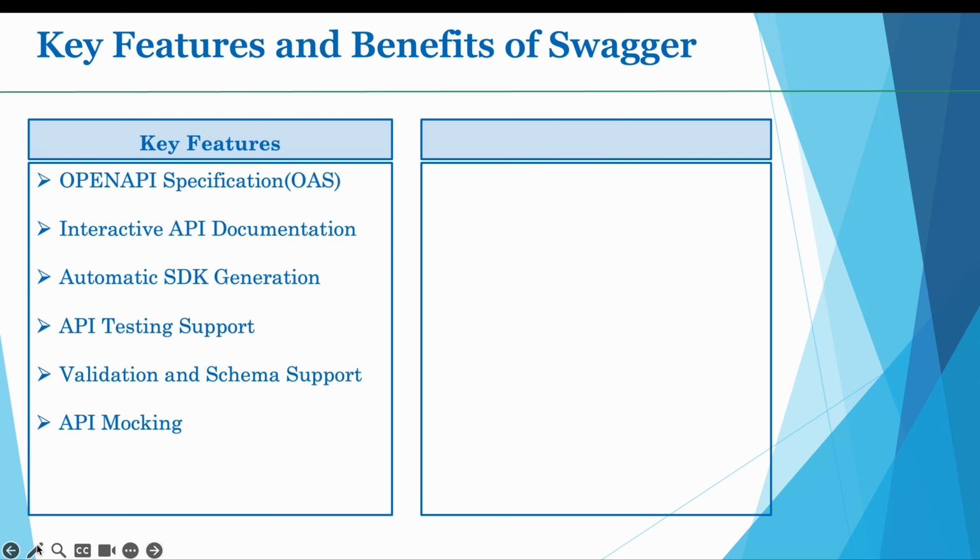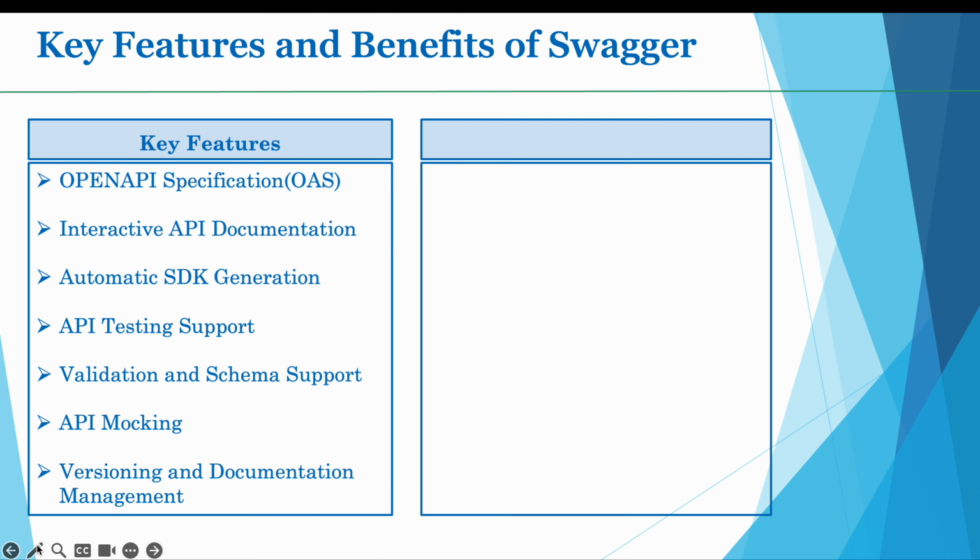Swagger also provides API mocking. So it's allowing developers to create mock servers based on the API specification. Mock server simulates API responses without the need of backend implementation, enabling front-end and mobile developers to work independently of the backend teams.